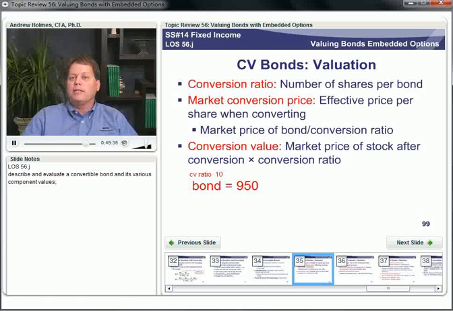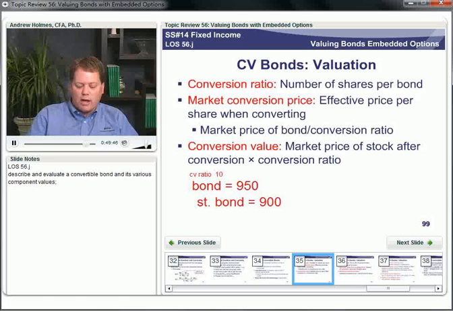So if the bond didn't have any call features in it, it would be worth $900 just based on its interest rate. The stock value is going to be equal to $85 a share, just as an example here. So we have this bond that we can convert into 10 shares of stock. Each of those shares of stock is worth $85. Well, that's going to give us some stuff to work with.